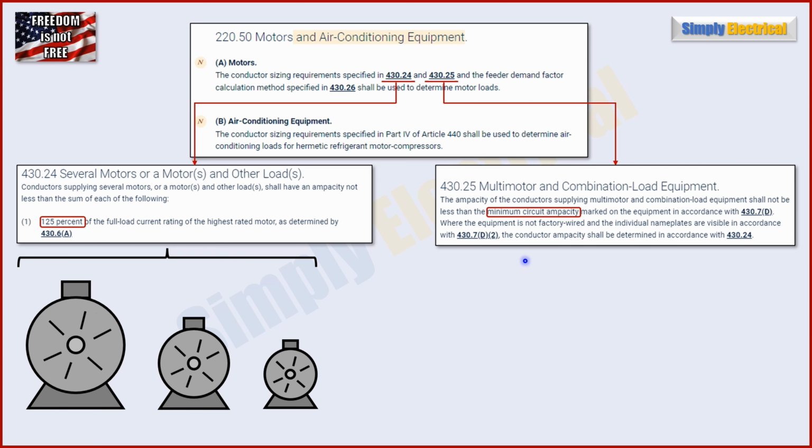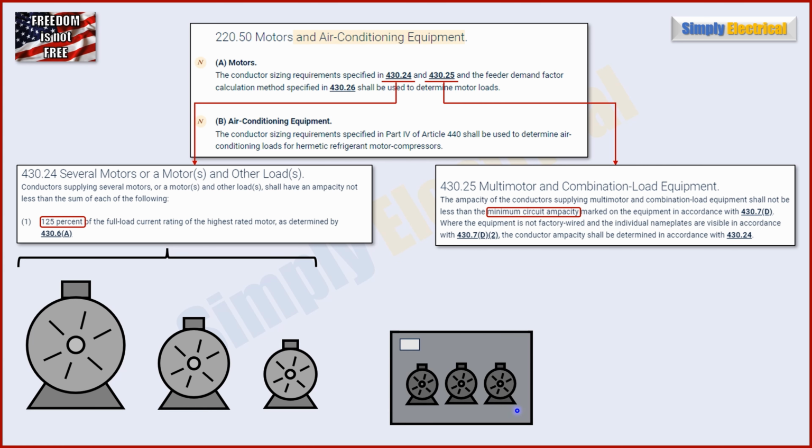Now, 430.25 tells us to take a multi-motor or combination load equipment at nameplate rating. So we take the minimum circuit ampacity of the multi-motor equipment. So that is talking about some kind of a piece of equipment that has more than one motor in it, or a motor and other loads, but it's a package unit. Now, 430.26, that's just for special instances that require permission from the local AHJ, so it doesn't apply to a normal load calc.